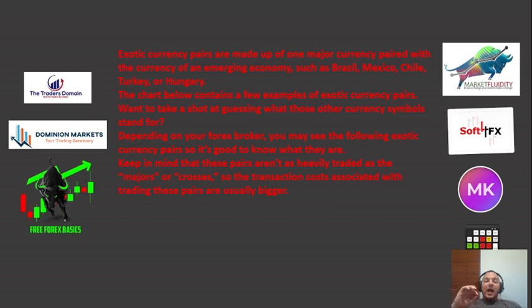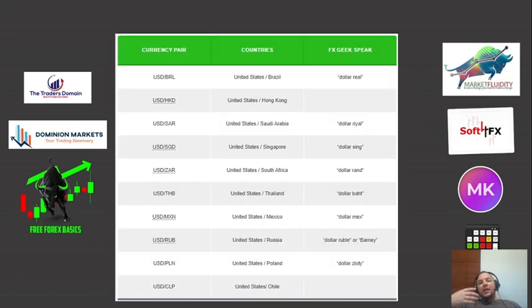Guys, I'm telling you now, trading exotic pairs is very, very risky. The spreads are higher, the brokers charge more. It's much riskier to trade than trading the crosses and the majors. So over here, these are the different exotics. I'm going to just quickly run through them.